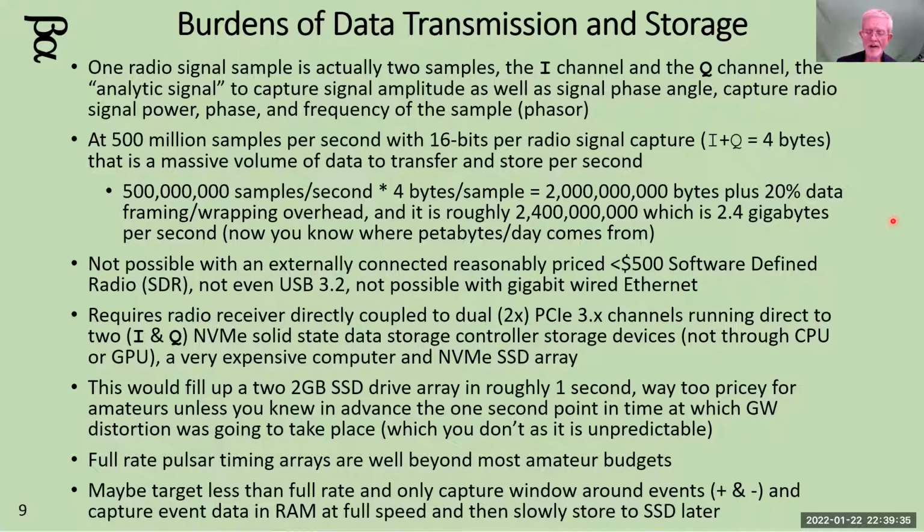So as soon as you start talking about a network of these pulsar arrays, they're expensive, they're not cheap. And you may want to target less than full rate and only capture around events. So if you're not detecting gravity waves, you might want to say, store a small amount of data on a cyclic basis. And if you didn't detect anything in the last day, throw away yesterday's data.